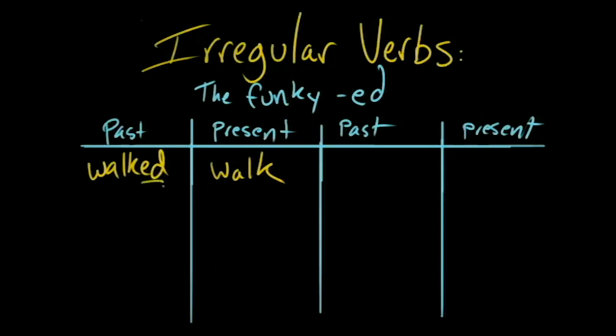We add this ed ending. And it turns out that there are a lot of irregular verbs that also behave the same way. When we make the past tense, we have this d sound. It's just that they're not represented that way in the spelling. I'll give you an example.